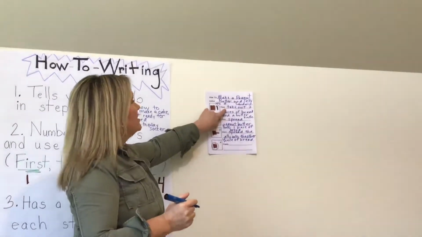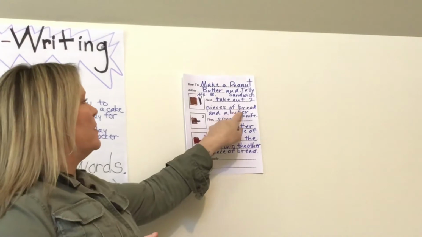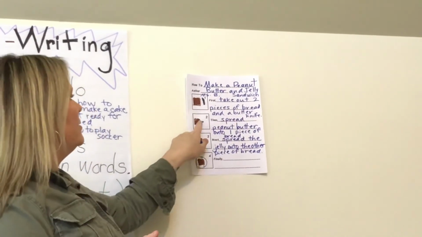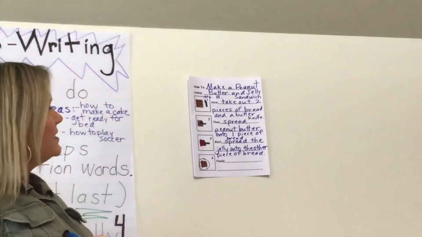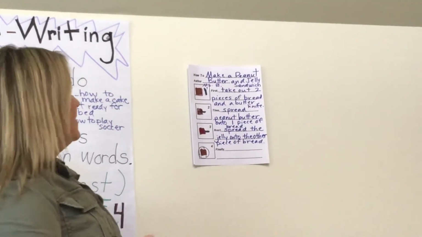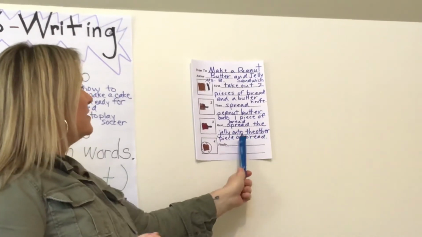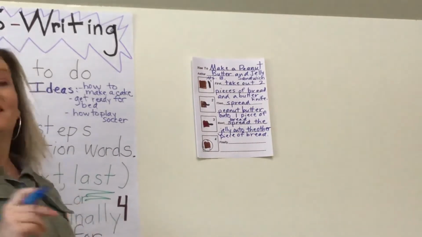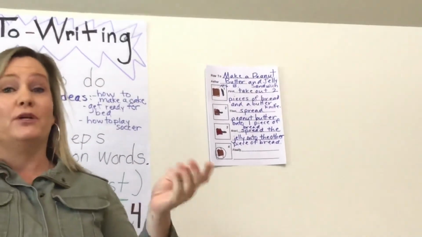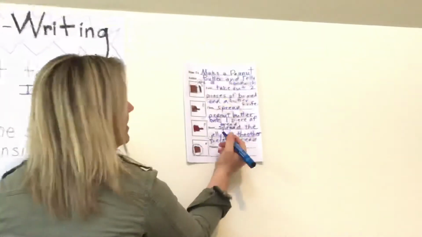So first, take out 2 pieces of bread and a butter knife. Number 2, then spread peanut butter onto 1 piece of bread. 3, next, spread the jelly onto the other piece of bread. And number 4, finally, I bet you know what to do. Put the 2 pieces of bread together, right? That's what I'm going to write.